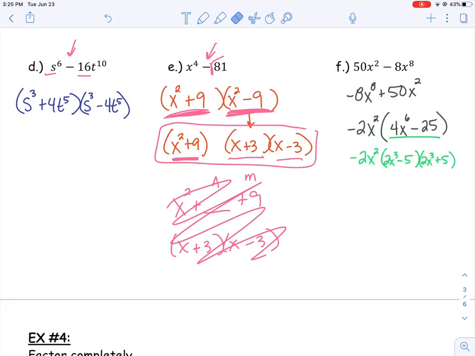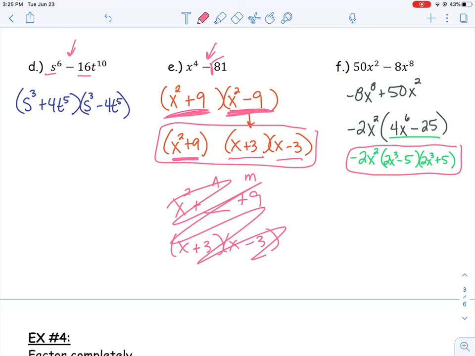And let's take the 25 and break it down into a 5 and a 5, one positive, one negative, and then don't forget about your GCF in the front. I don't think that can be broken down any more because 5 isn't a perfect square and 2 isn't a perfect square. So it looks like that's our final answer. But that's another example of a difference of squares with a GCF in there.